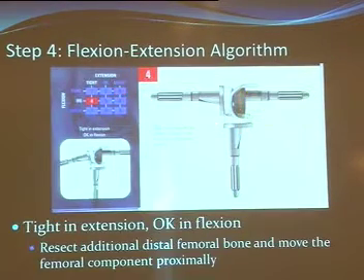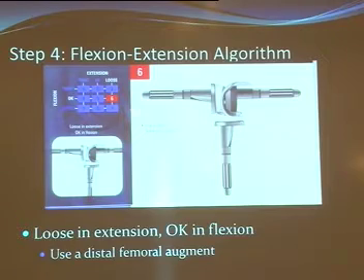Now for the next algorithm, if it is tight in extension and it is okay in flexion, we think the posterior part is well balanced, and I would cheat a little bit by resecting additional distal femoral bone to the limits of 4 to 5 mm to balance the gap with the thinner poly. So number 5 I would say is okay, you don't need to do anything. For number 6, it is loose in extension and it is okay in flexion. So just use distal femoral augment.